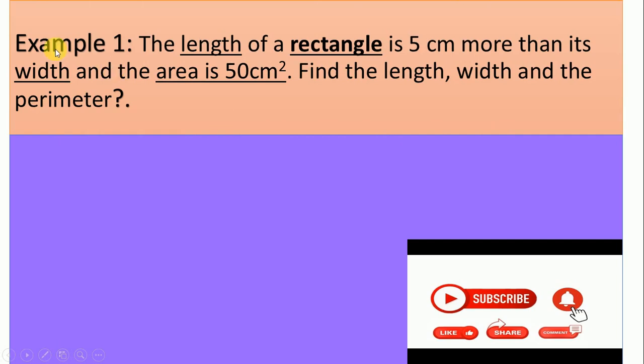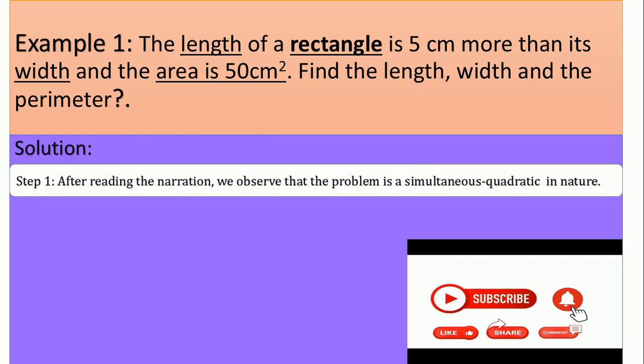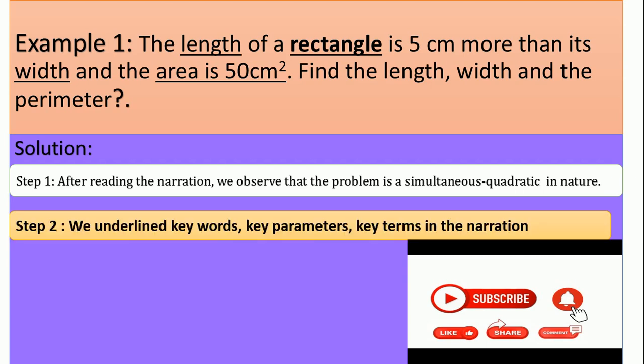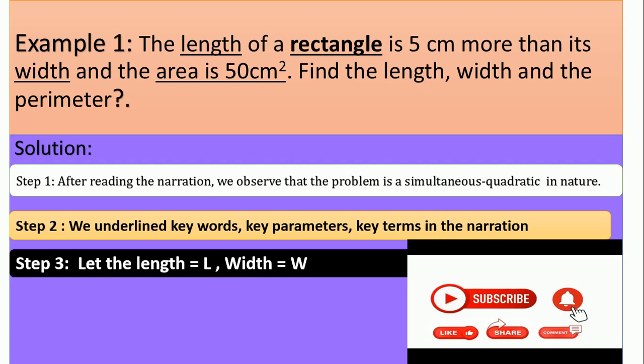So example 1: the length of a rectangle is 5 cm more than its width and the area is 50 cm square. Find the length, width and the perimeter. So how do you go about this? So the first thing, like we said in the steps, after we have been able to read through this narration, we observe that the problem is simultaneous quadratic in nature. So it involves length and breadth, and we need to do two things. We need to look at how the length is more than the breadth and the area. So it is simultaneous quadratic in nature. So we have underlined the keywords, the key parameters and the key terms in the narration. So we represent the length with L and we represent the width with W.